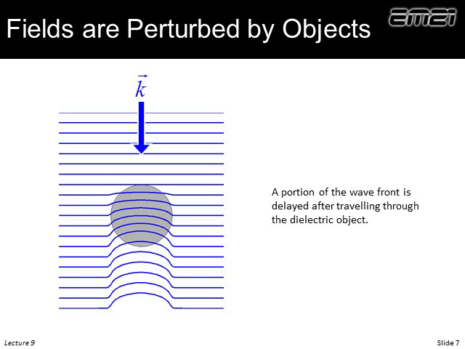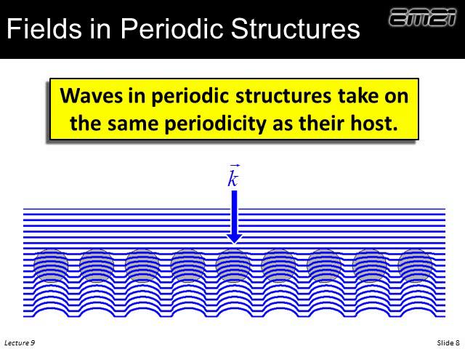Quick review. So we have a uniform wave traveling through some kind of dielectric object. The wave travels slower in here, so it perturbs the wavefront and retards the phase after propagating through this object. So now the field is perturbed, slightly resembling the object that perturbed it. If we have a periodic array of those objects, the field gets perturbed and comes out with a perturbation that takes on the exact same symmetry as the structure that it's in. So waves in periodic structures take on the same periodicity as the structure that they are propagating through.